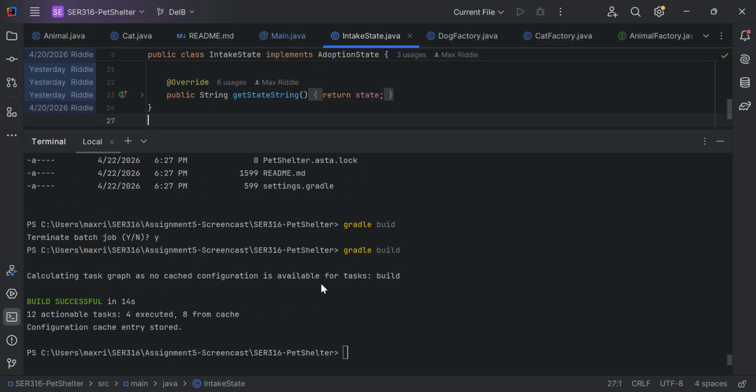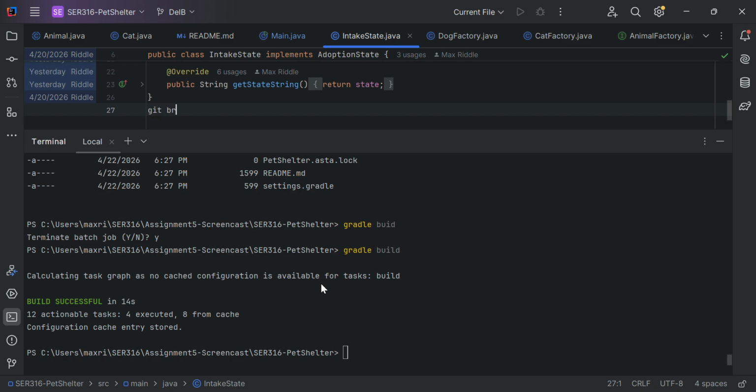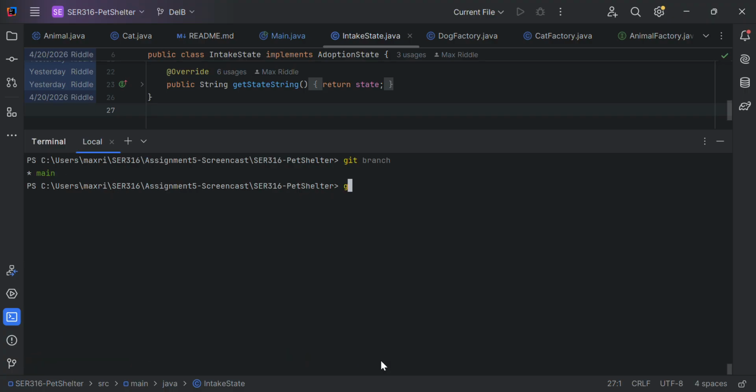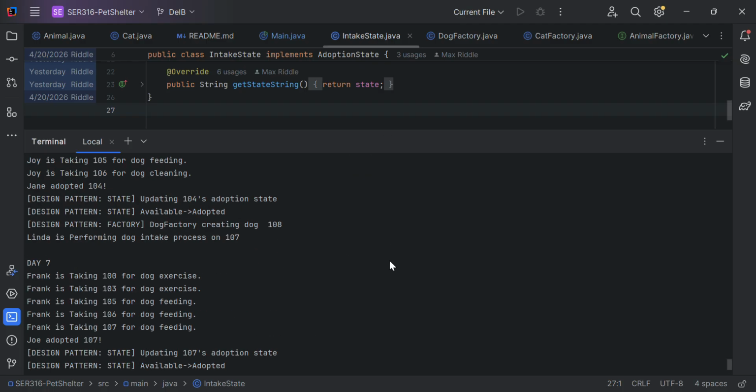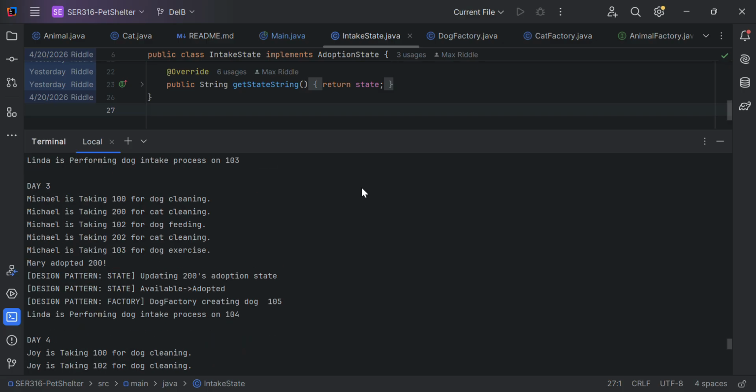And it has worked. I believe I am actually on the wrong branch. We want to be on deliverable B. So now I will do a Gradle run, and that should give us 7 days worth of simulation. Yep.